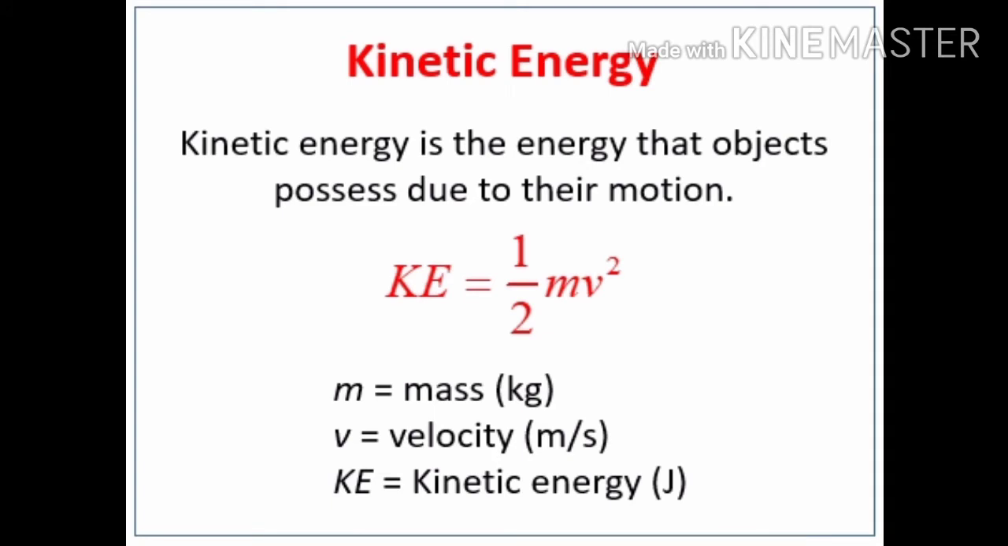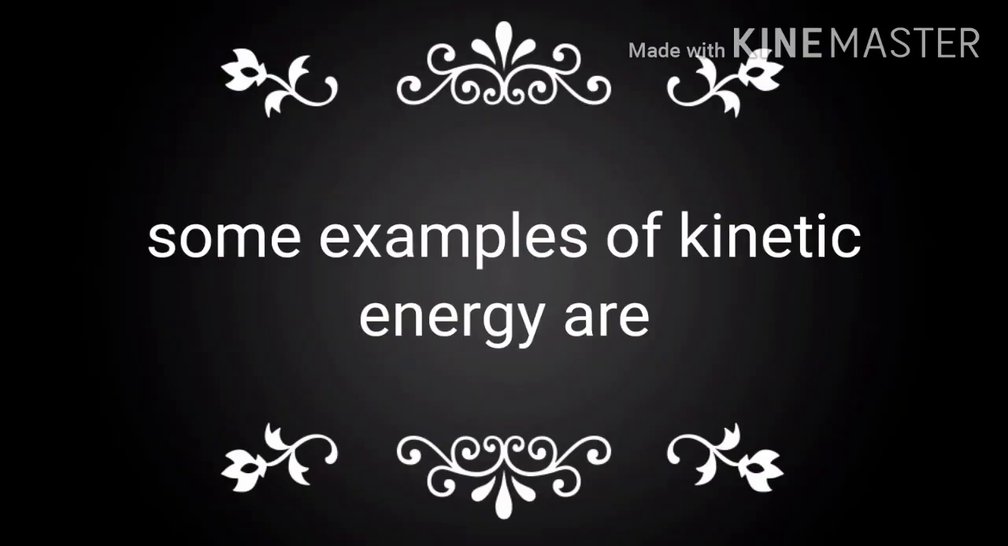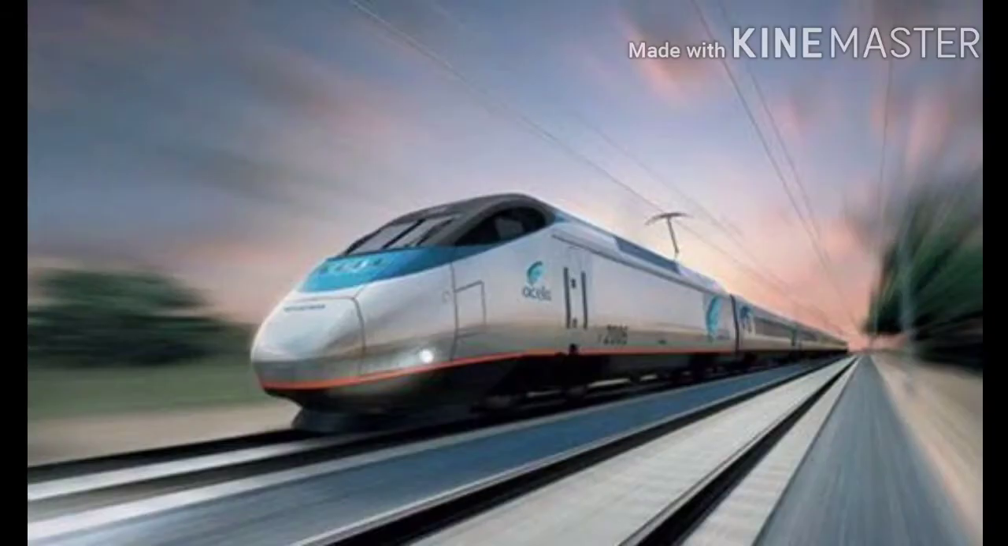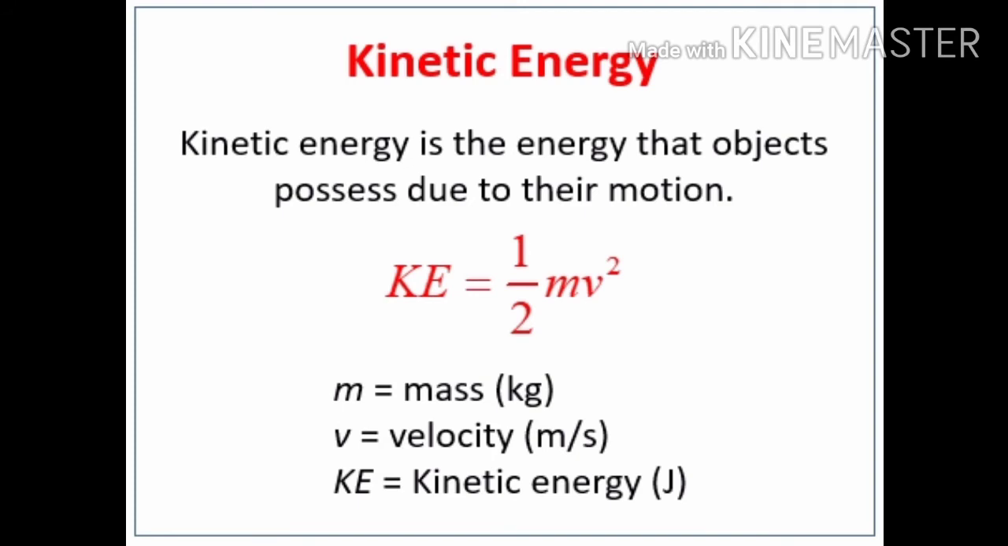Now moving on to kinetic energy. Kinetic energy is the energy possessed by an object due to its motion. Some examples of kinetic energy are a running man or a train traveling at high speeds. The formula for kinetic energy is half into m into v squared, which is half into mass into velocity squared. And velocity is nothing but speed in a given direction.